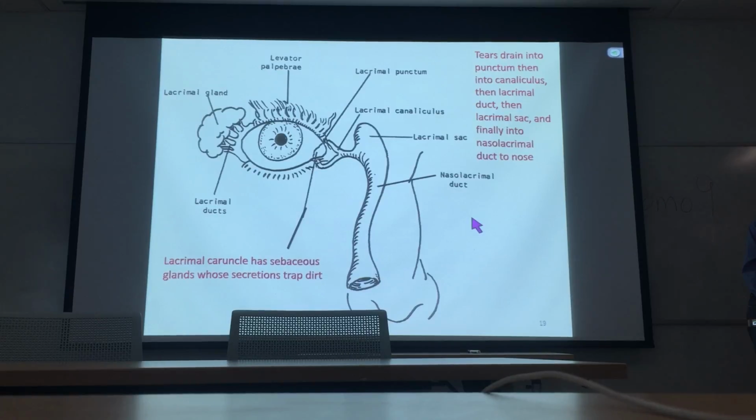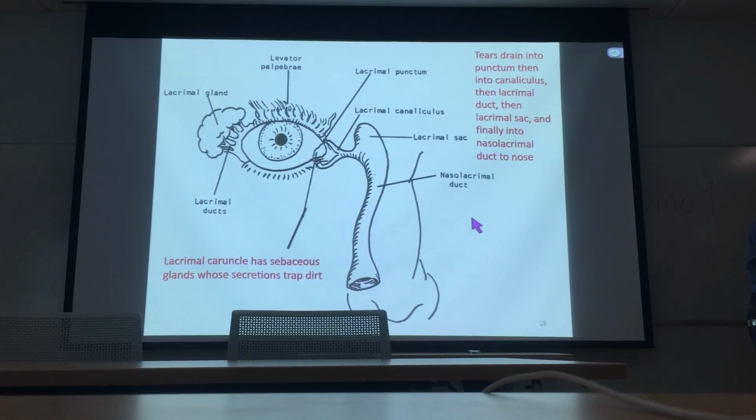So there are 2 structures right here to be aware of. It's more lab-wise as much as anything. There's a little bump or mound right here called the lacrimal papilla, one on both lids, and then in the papilla there's a little opening called the lacrimal punctum. So the punctum is the hole or opening in the papilla. The tears will drain into the punctum initially, then through the lacrimal canaliculi, into the lacrimal sac, and then down the nasolacrimal duct, to drain into the nasal cavity.